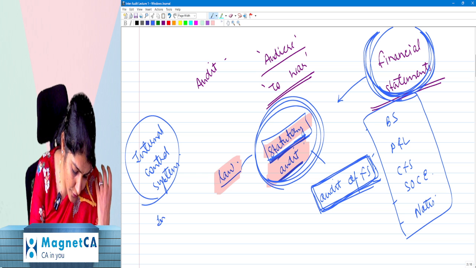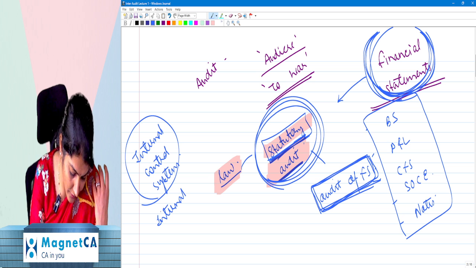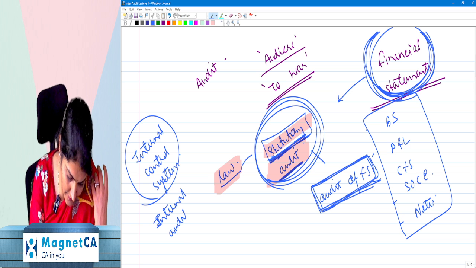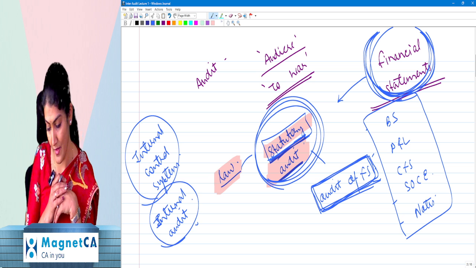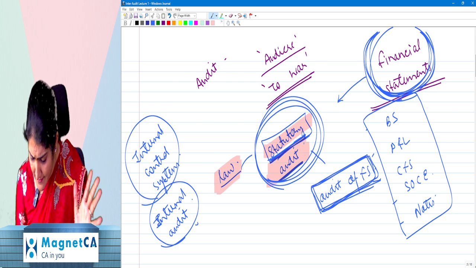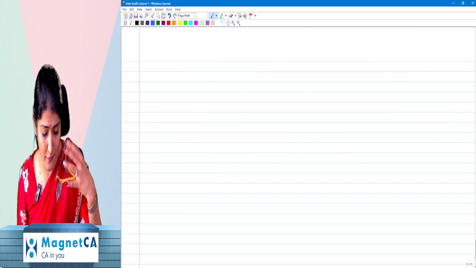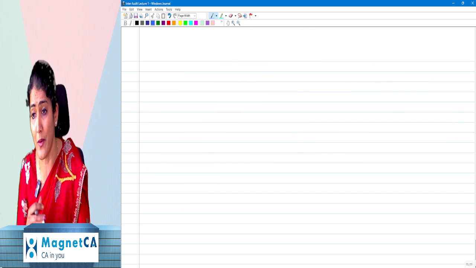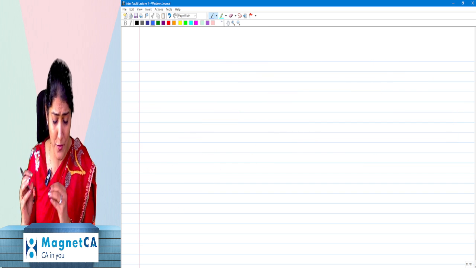And then we also talked about the internal audit, right? Internal audit. Okay. So that was just to get a hang of what audit is all about, just to begin with.